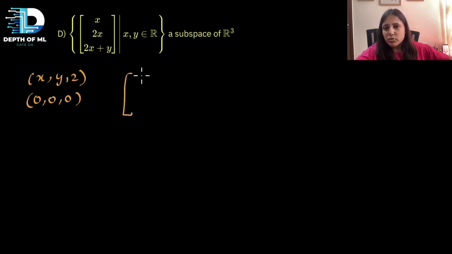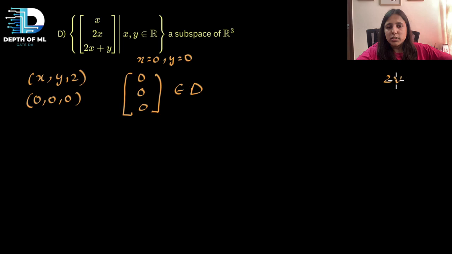So if x is equal to 0 and y is equal to 0, what do we get? We'll get 0. 2 into 0 is 0, and 2 into 0 plus 0 is 0, right? So for x equals 0, y equals 0, this belongs to D. So the zero vector is there in this. So the first condition is satisfied. Now we have to check the second condition, which is addition, closure under addition.